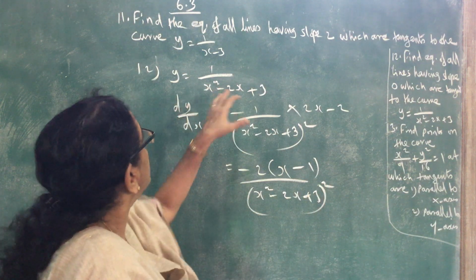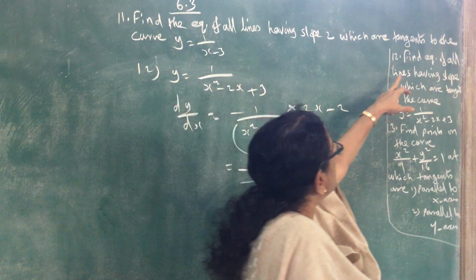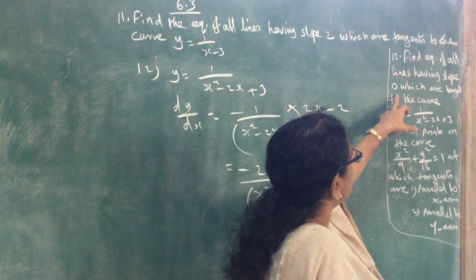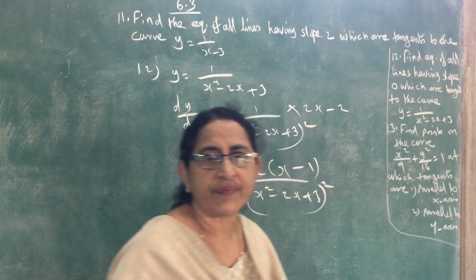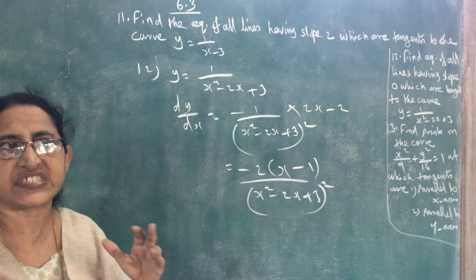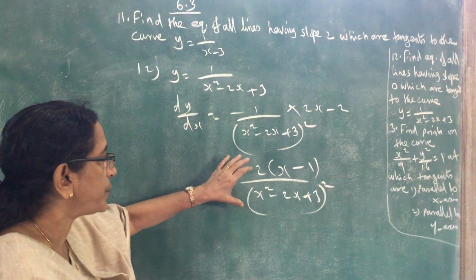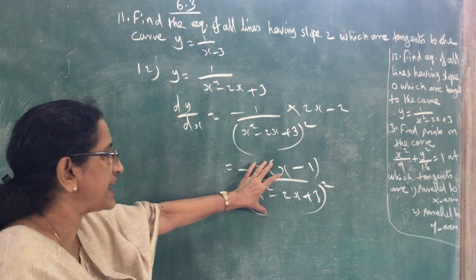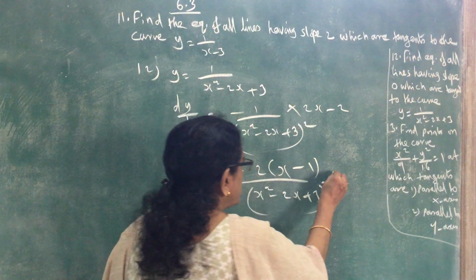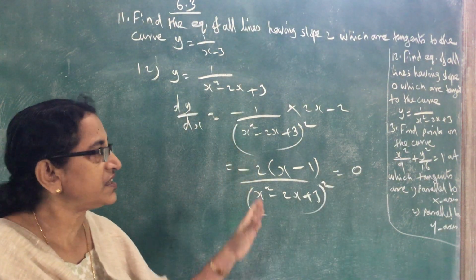And given that, find all lines having slope 0 which are tangent to the curve. So we have to find the lines which have slope 0 and tangent to the curve. So slope of the tangent equals 0. So this is the slope of the tangent, so we can equate this to 0. Slope of the tangent equals 0.